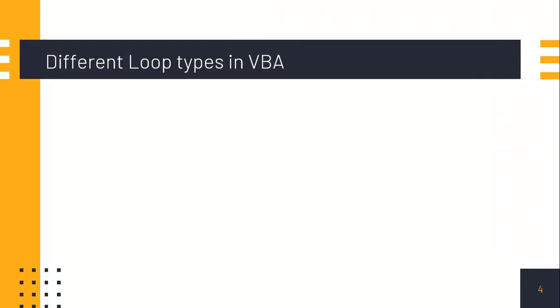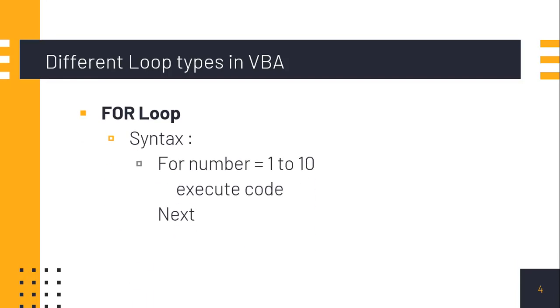Let's look into the different types of loops available in VBA. The first one is For. The syntax of For is very simple. It says for a number in some range, execute the code and go to the next number. For example, say the number is equal to 1. When it comes to the For condition, it checks if the number is between the range 1 to 10, then it executes the code and next increments the number value by 1. You can change the increment from 1 to 2 or 3 as an optional parameter for For.